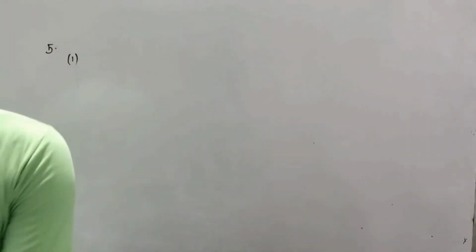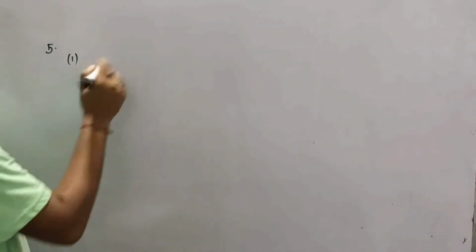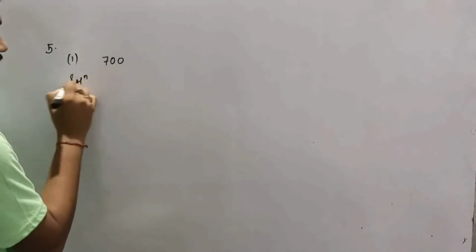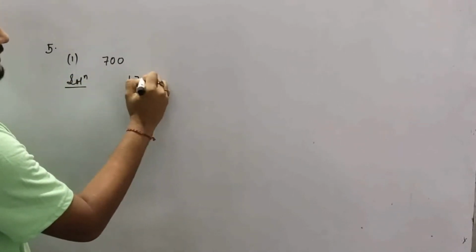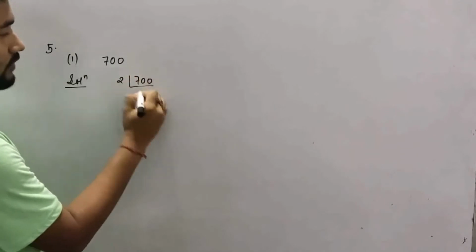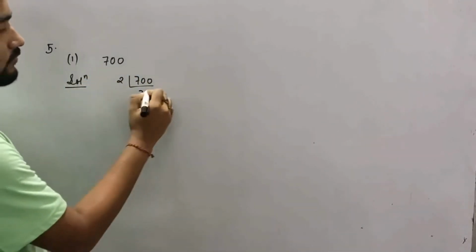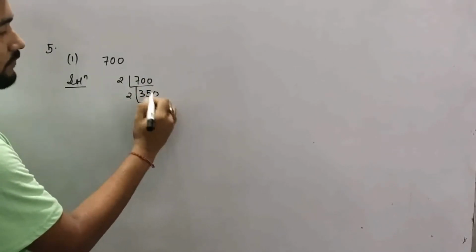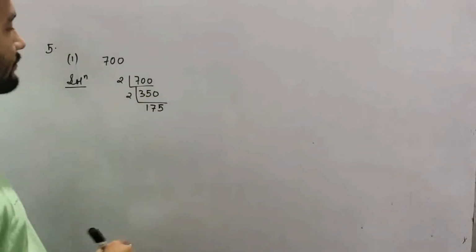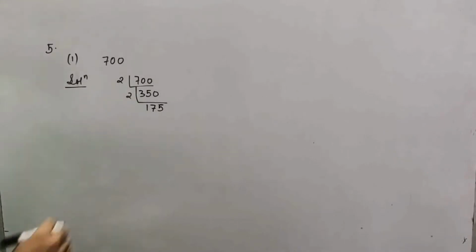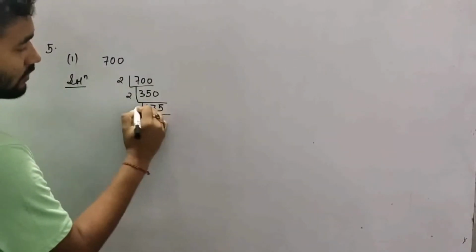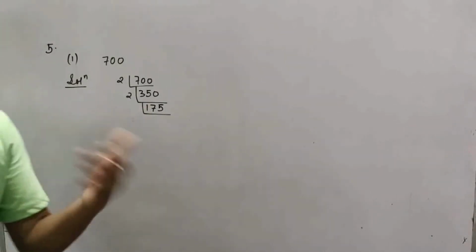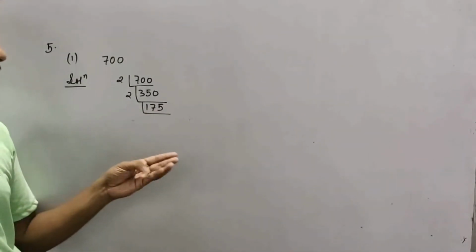Say 700. So solution, just prime factorize 700. 2 3s are 6, 7 2s are 14, 2 5s are 10, 0. Okay. Then, sorry, now it is not divisible by 2. Since it is an odd number, you can try by 3, 7, 8, 9, 10, 11, 12, 13.